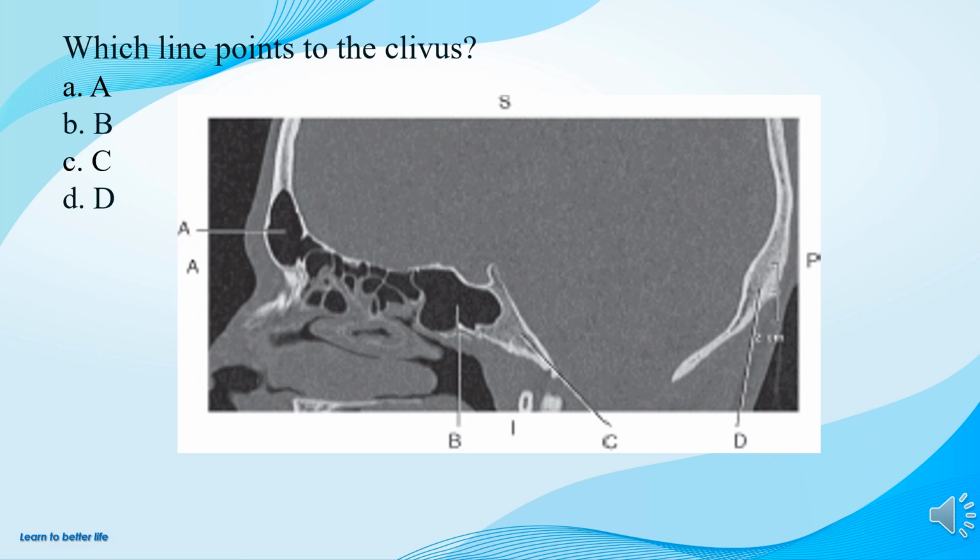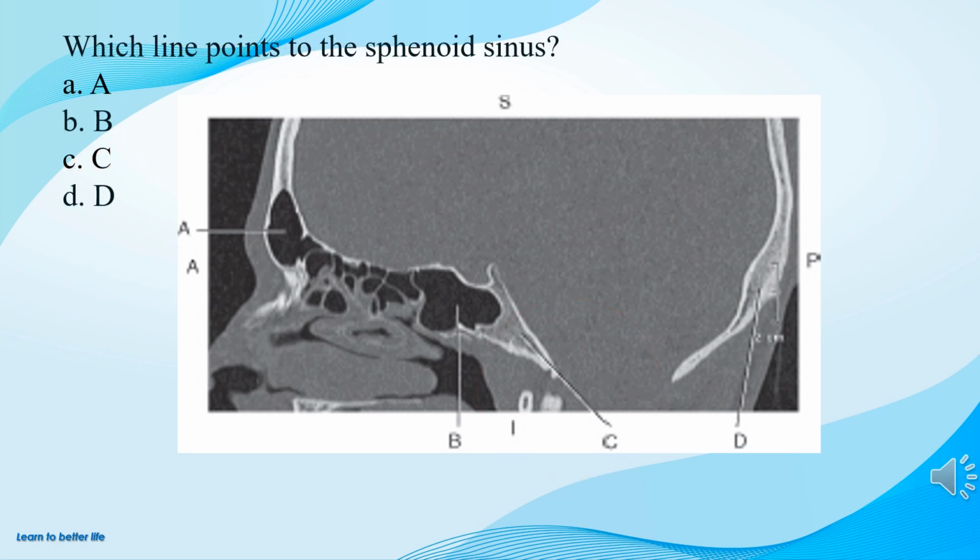Which line points to the clivus? A, B, C, or D? The answer is C. Which line points to the sphenoid sinus? A, B, C, or D? The answer is B.